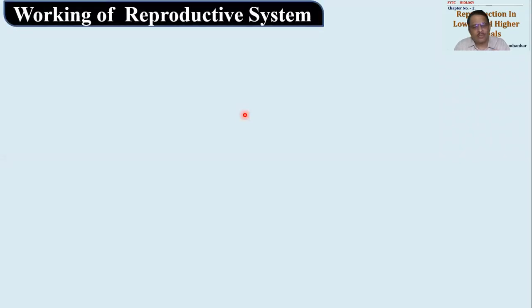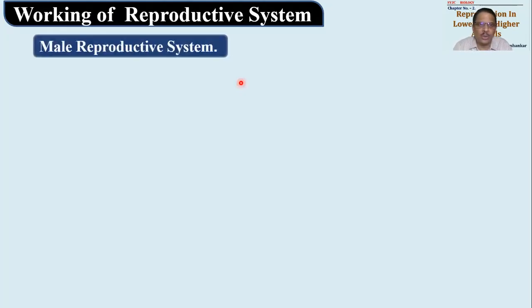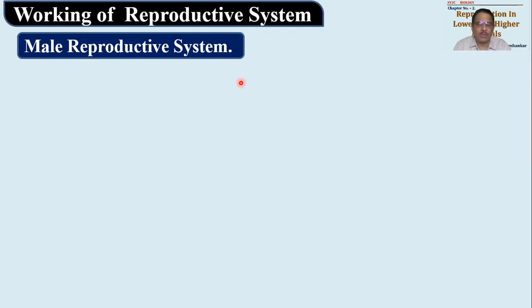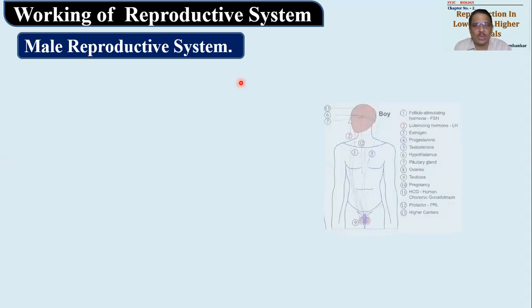Now, after finishing the male and female reproductive systems, we have to understand how the reproductive systems work. One thing is very sure, as I told you: in males, the reproductive system is very complicated to study, but simple to work. That is, the working of the male reproductive system will be very simple. In females, the reproductive system is a little bit simple, but complex to understand its working.